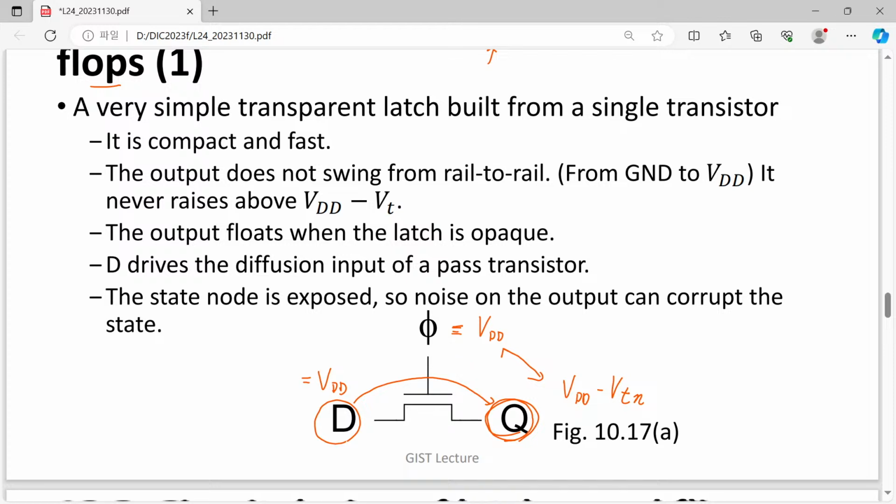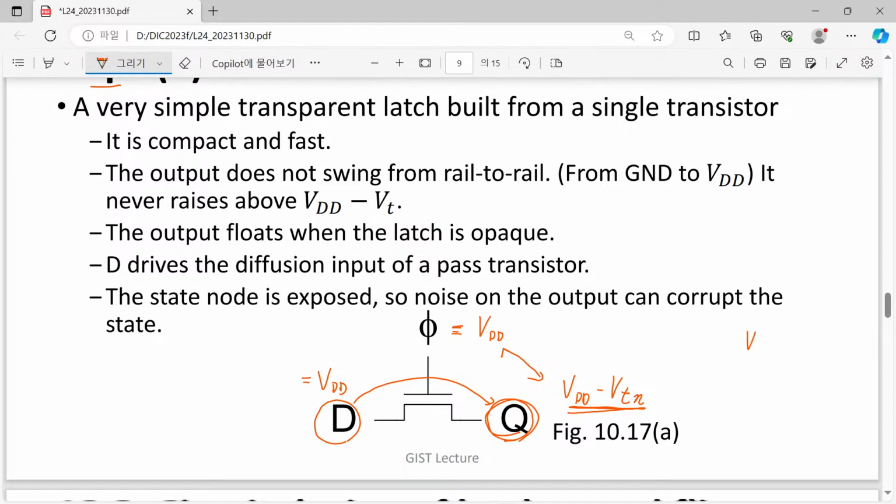However, when this voltage arrives at this level, for example, let's say that we have a threshold voltage of 0.4 volt, and let's say that our VDD equals, for example, 1.8 volt, then it means that the voltage of our Q node can be increased only up to 1.4 volt, not 1.8 volt. That is the case.